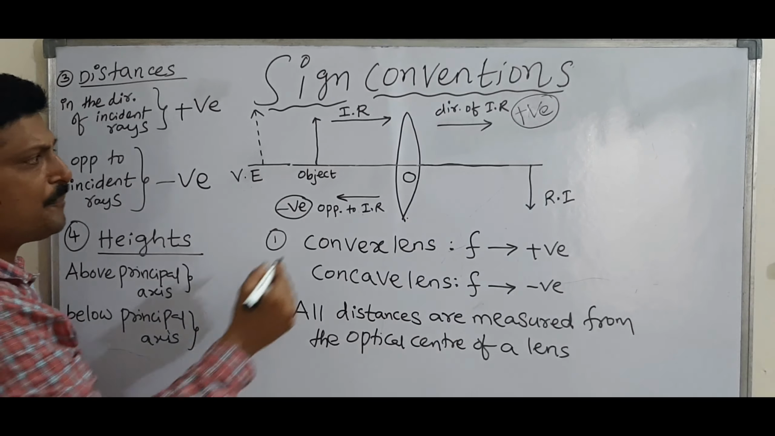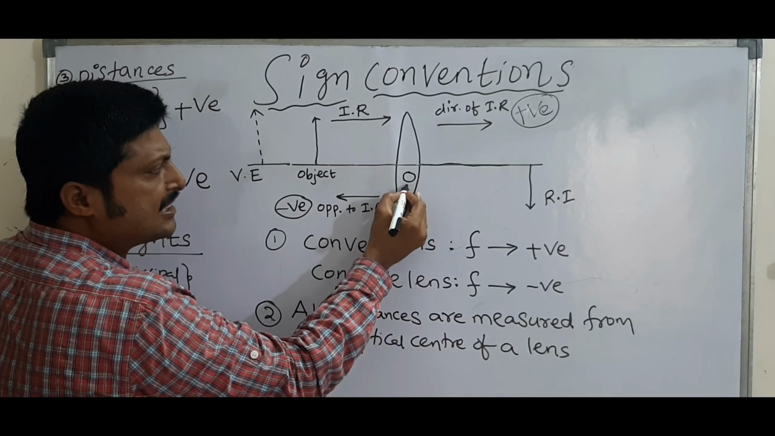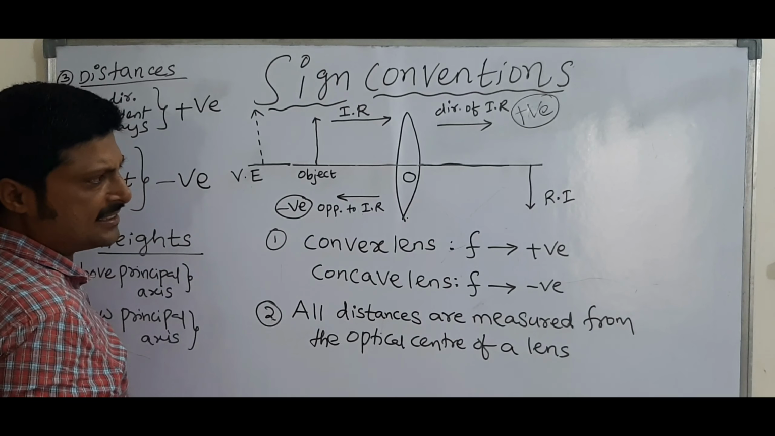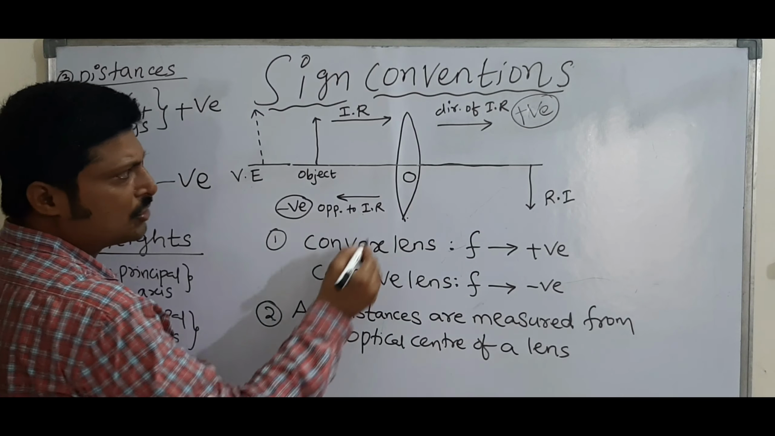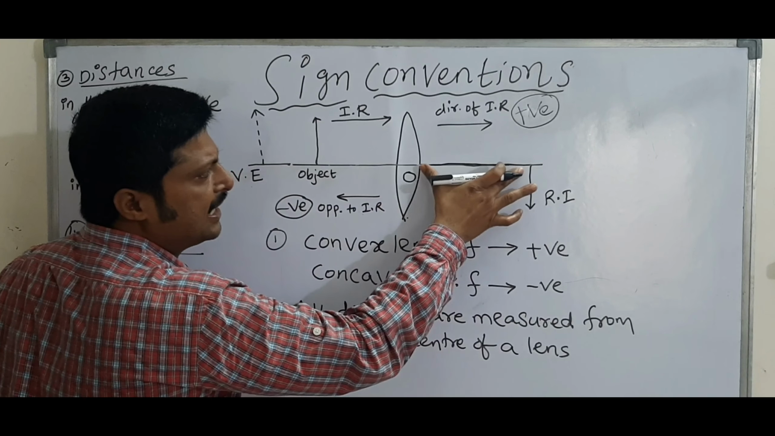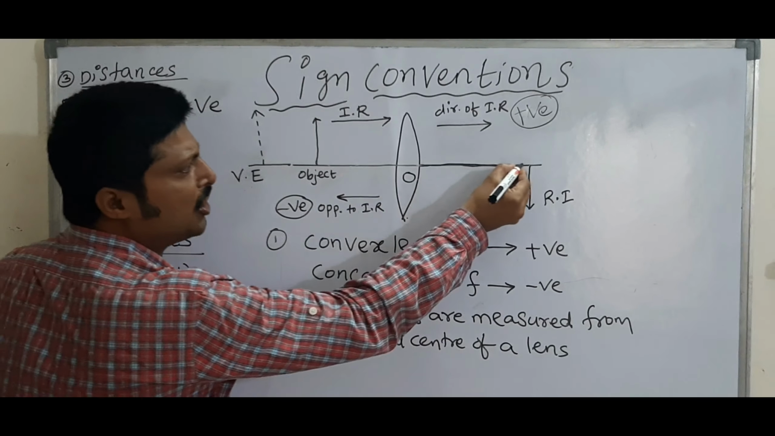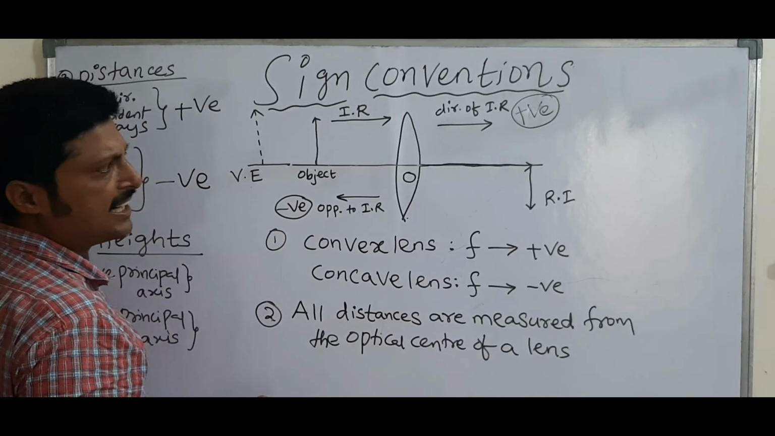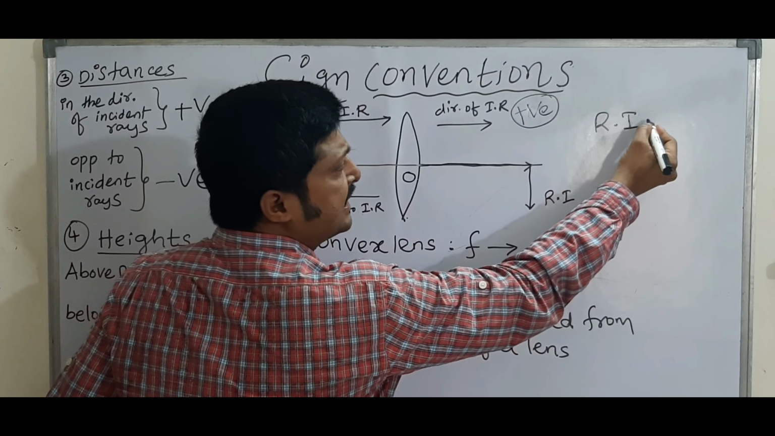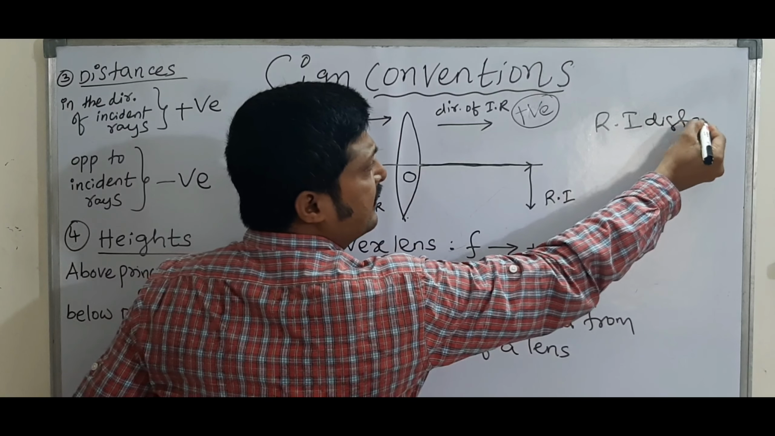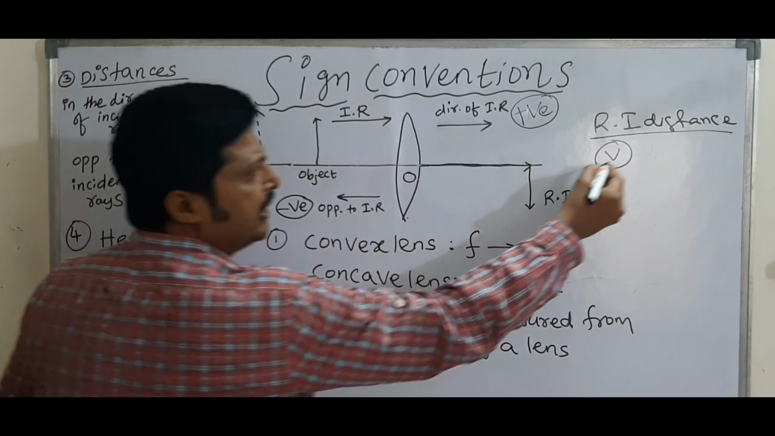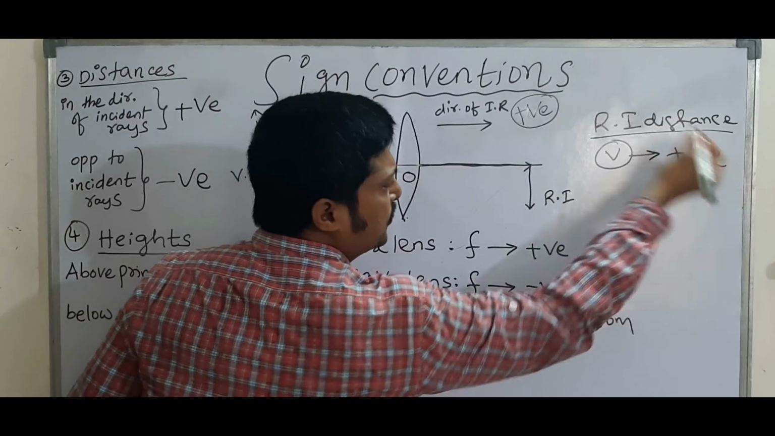Now already we know all distances are measured from optical center. Now I want to measure image distance, real image distance. So from optic center, see here, this much is the real image distance. Now you are moving in the direction of incident rays. So this real image distance is denoted by V. So here V is positive.